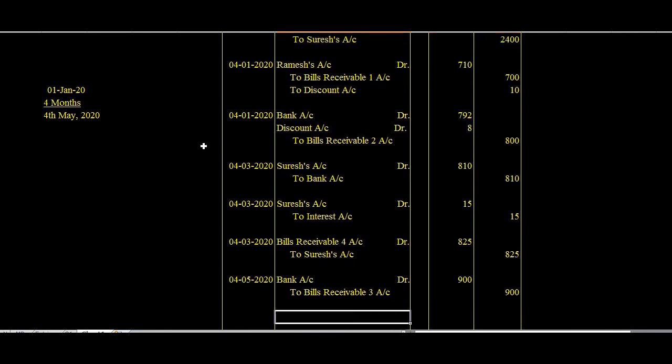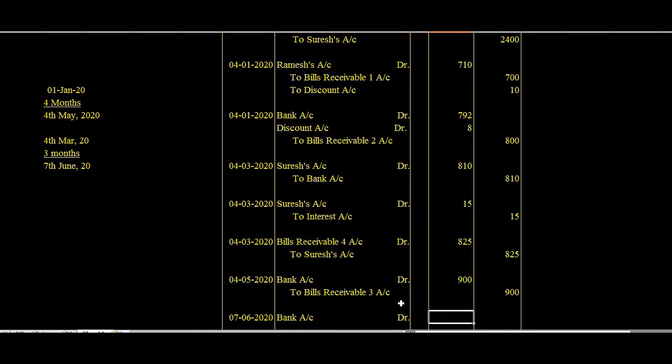And the fourth bill was also honored. The fourth bill was drawn on 4/3/20, 4th of March 20. The bill was drawn for a period of 3 months. So what will be the maturity date? So 4 plus 3 will be 7th March plus 3 months, April, May, June 20. Okay. So the next entry will come for 7/6/20. No treatment for the fourth bill is given. So we assume that that was also retained, and we give the entry bank account debit.